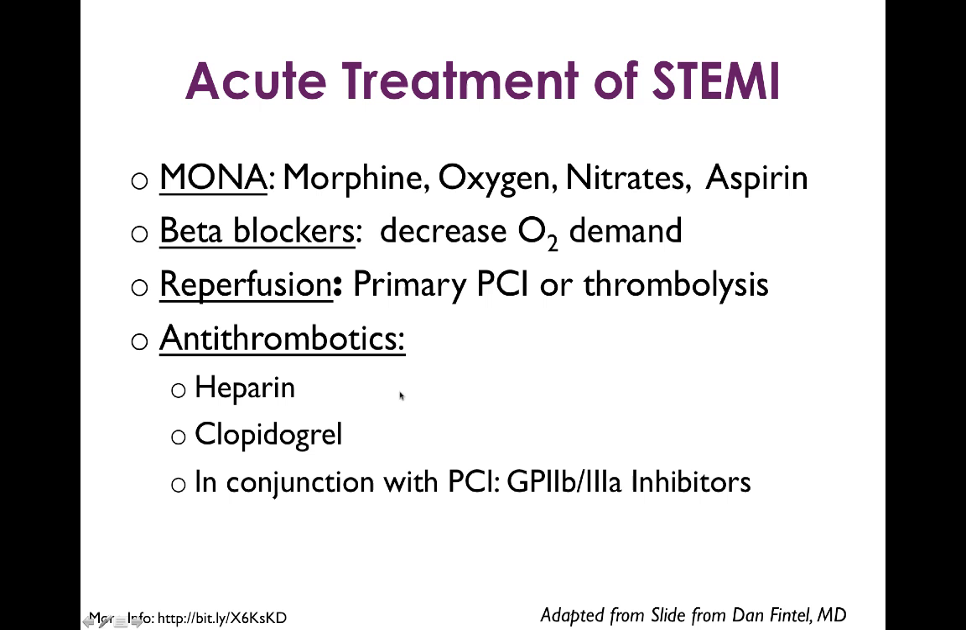Acute treatment for ST elevation myocardial infarction. So a patient comes into the emergency room, crushing chest pain, 4 millimeter ST elevations in, let's say, leads 2, 3, and aVF. So MONA is a great mnemonic to understand and remember what the upfront therapy for all acute coronary syndrome is. So morphine, oxygen, nitrates, aspirin.